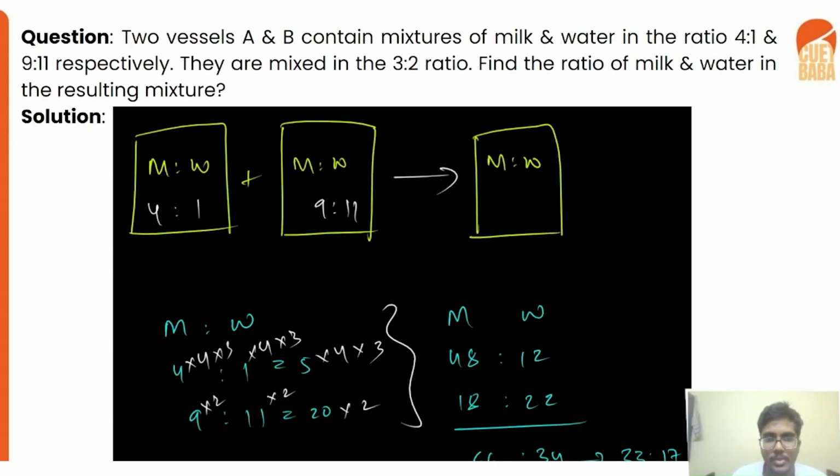Two vessels A and B contain mixtures of milk and water in the ratio 4:1 and 9:11. They are mixed in the ratio 3:2. Find the ratio of milk and water in the resulting mixture. So far they were mixed totally. Now they are mixing in a 3:2 ratio. So how do you solve these questions?